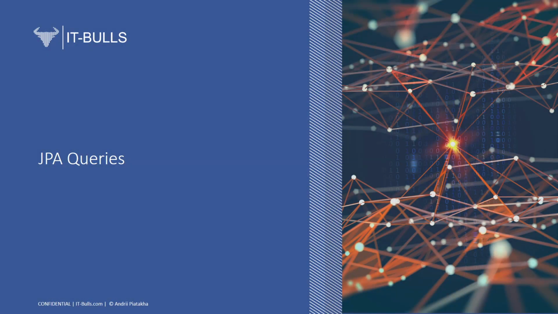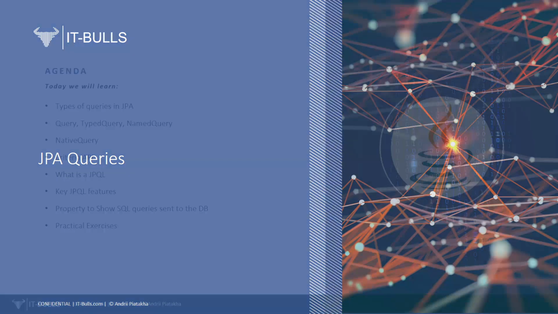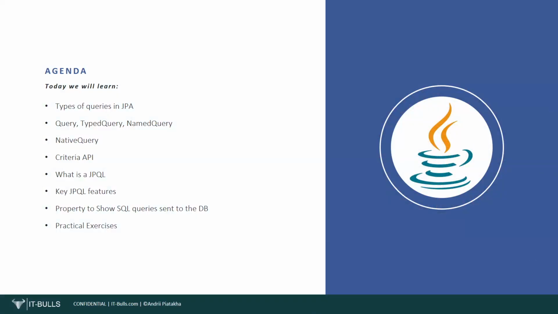Hello team, in this lesson we are going to learn different types of queries in JPA. We are going to start the lesson from the overview of different JPA queries types. Namely, we'll review such types as Query, TypedQuery, NamedQuery, NativeQuery, and Criteria API.